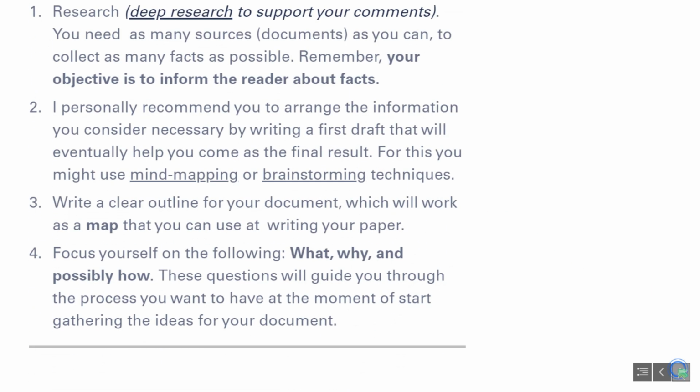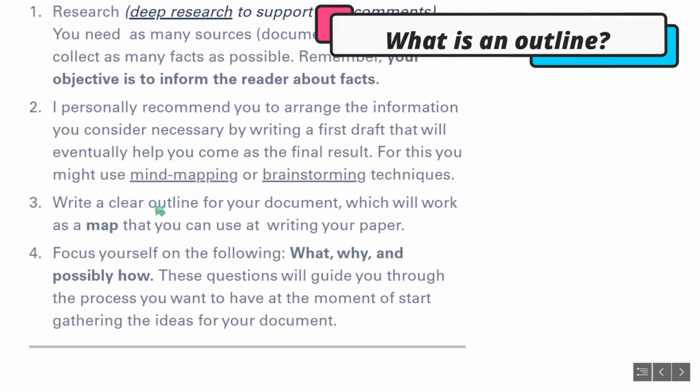Let's continue saying that, as an advice, I recommend you to do mind mapping or brainstorming techniques. You can find some links here with some information. Why? Because these strategies will help you to create a map or an outline. But teacher, what is an outline? The outline is the organization you can establish for writing your paper.